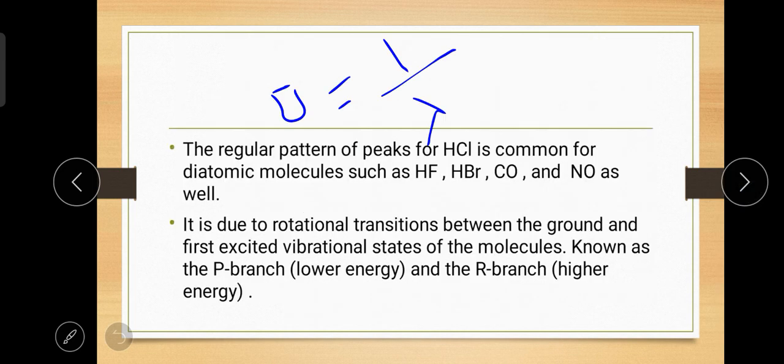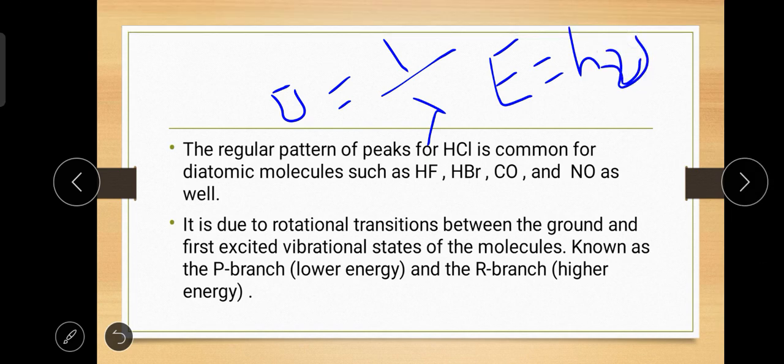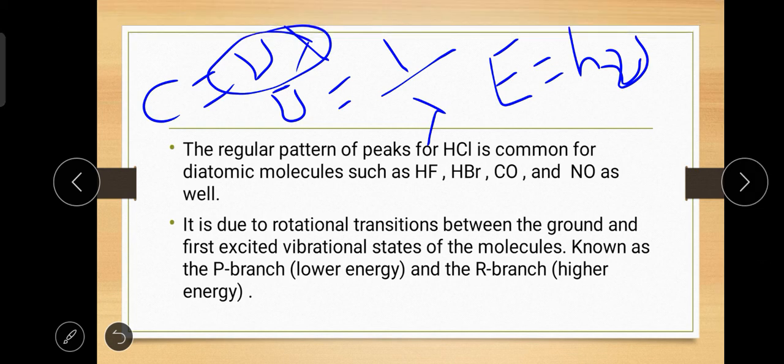Again we know the relation E is equal to h nu. This is the relation between frequency and energy. Again we know another relation, c is equal to nu lambda. Here we relate the frequency and wavelength, so we have the inverse relation between the frequency and wavelength. In this way we can also write that lambda is inversely proportional to 1 by nu. That means this is the relation between the frequency and wavelength.